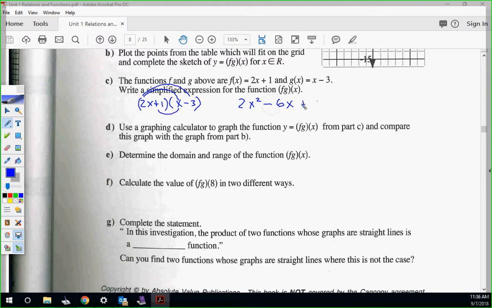If you use the box method, a lot of my math 20s were taught the box method from I'm not sure who, but you can do that. You just line them up. It's a different way of organizing them. Okay, so now it's combined like terms. So fg of x, that's how you write it, right? Fg of x is 2x squared minus 5x minus 3.